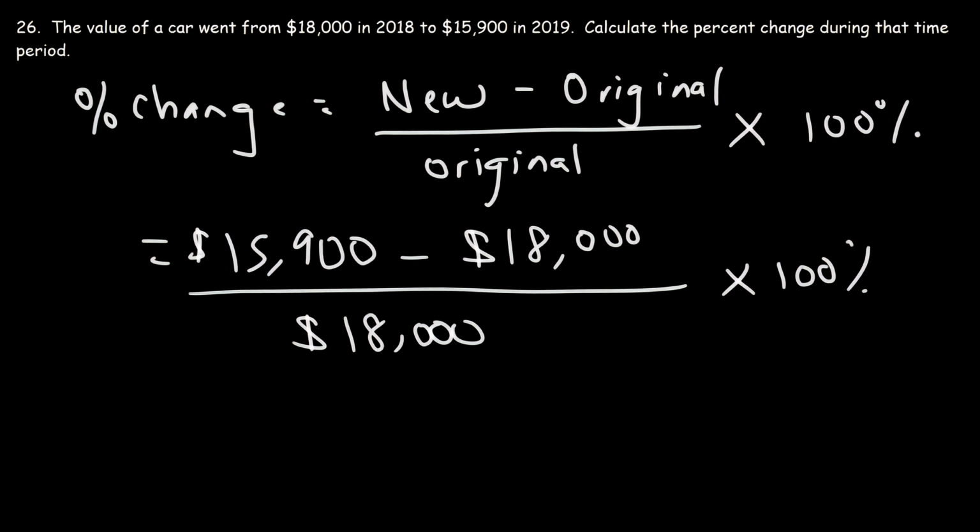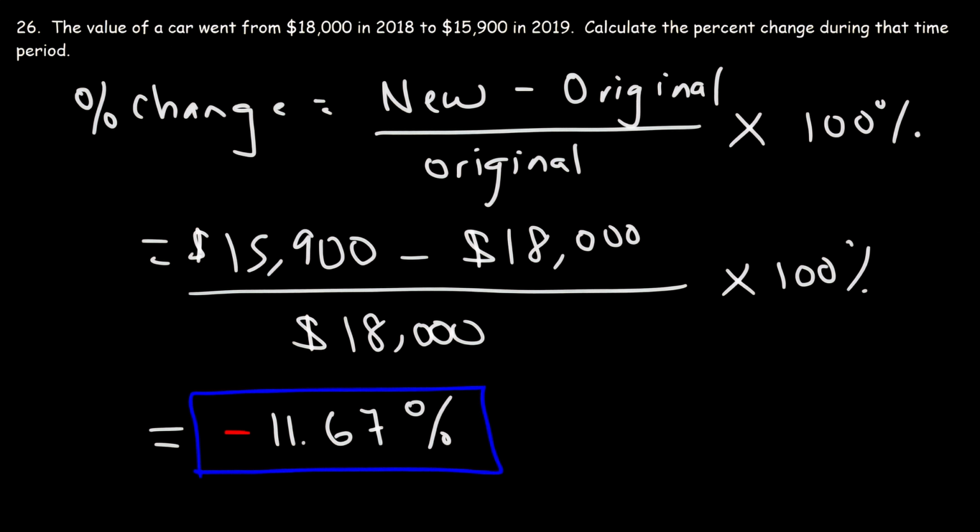So 15,900 minus 18,000, that's negative 2,100. Take that, divide it by 18,000, and you should get negative 0.116 repeating. Multiply that by 100%. And so the answer is going to be negative 11.67, if you want to round it, percent. So it's a percent decrease because the percent change is negative. The value of the car went down from 18,000 to 15,900. And so that's it for this problem. That's the answer.